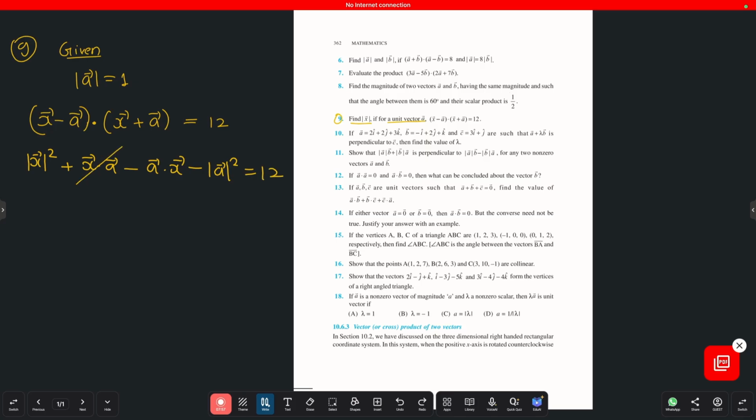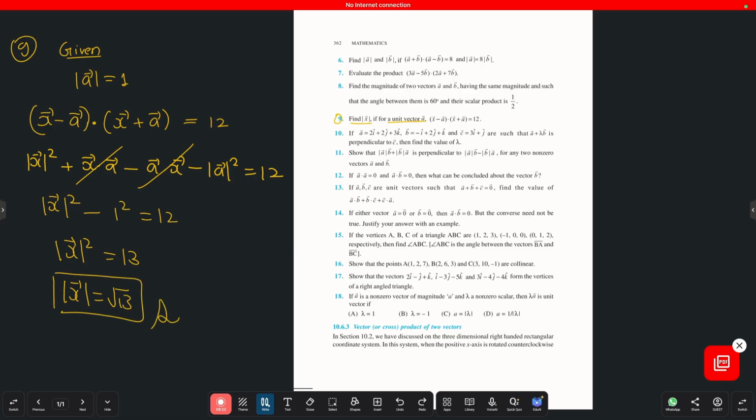Now because this dot product is always the same, they cancel. Then what we have is mod X square minus mod A square, and this value is 1, so put 1 square equals 12. Then mod X square is 12 plus 1, 13. Then mod X is root over 13. So the magnitude of X is root 13.